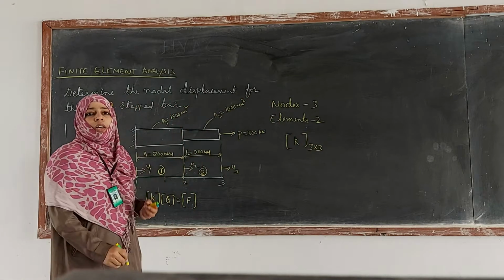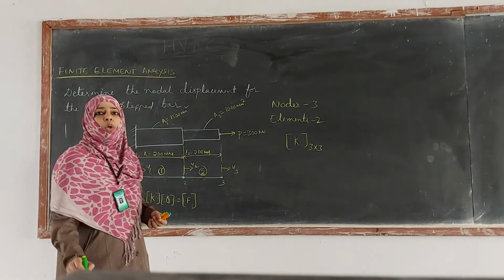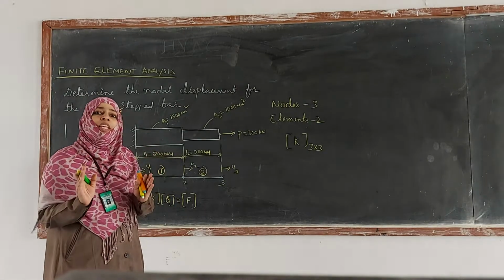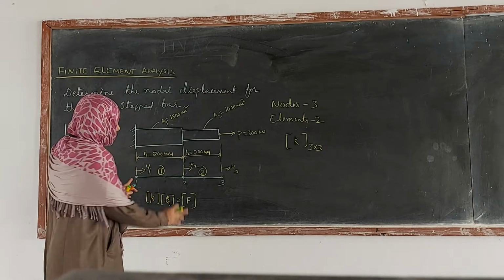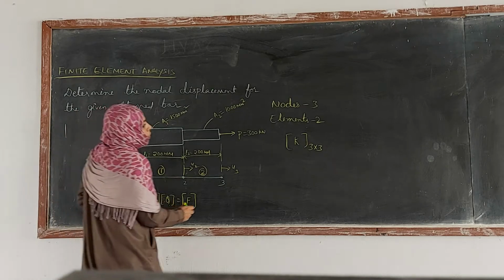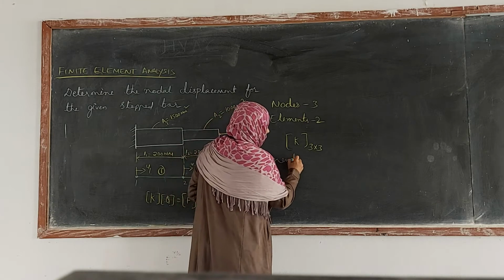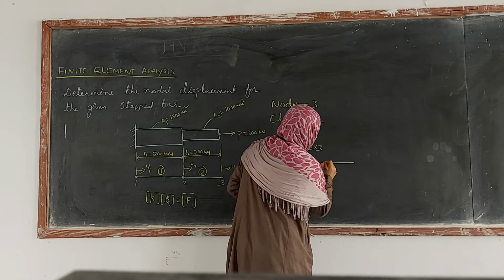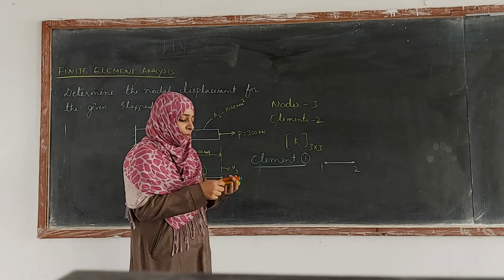Before proceeding to the calculation of the nodal displacement, we need to calculate the global stiffness matrix. For that purpose, we will calculate element by element, and then go for the globalization of the matrix. First of all, we will consider element 1, which has the connecting nodes 1 and 2.